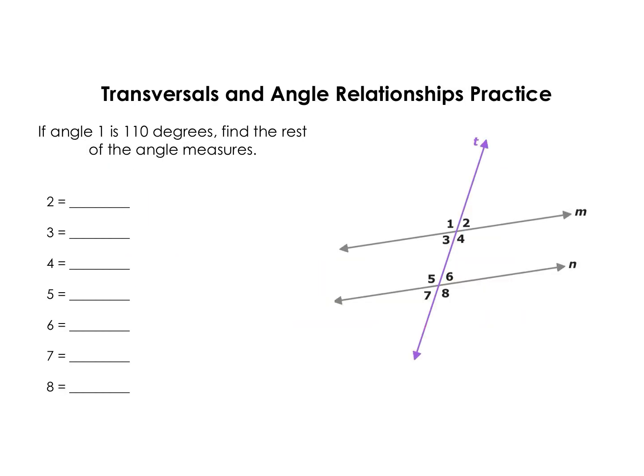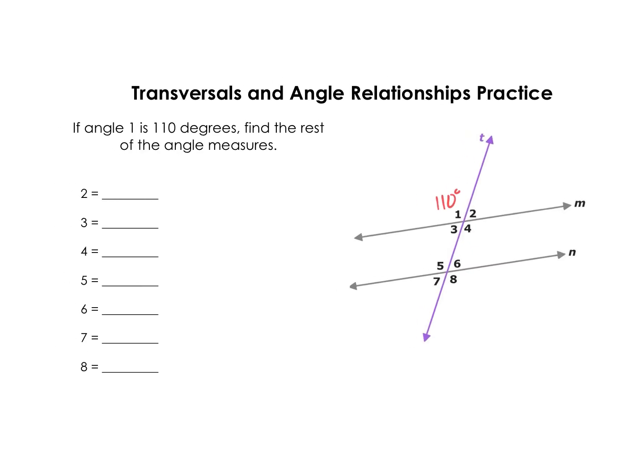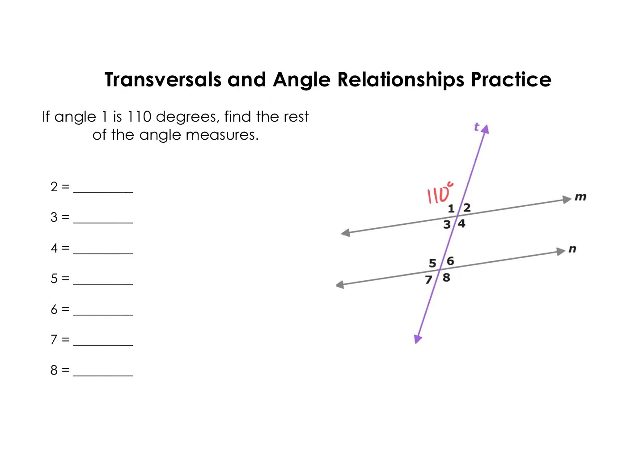Alrighty, I've got one more kind of practice for us here. If we were told that angle 1 was 110 degrees, could we find everything else in this picture? And you can use any of the angle relationships that we know. So you could even use vertical or linear pair as well.